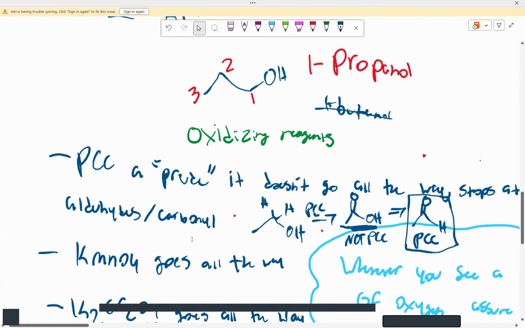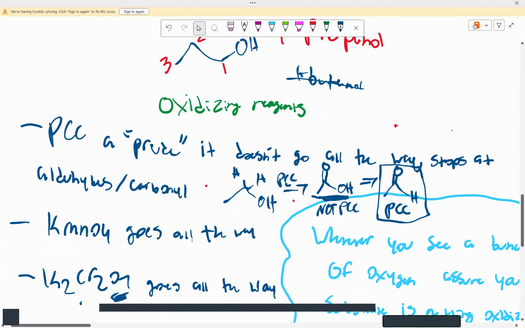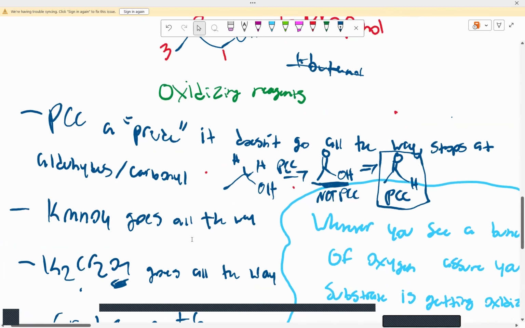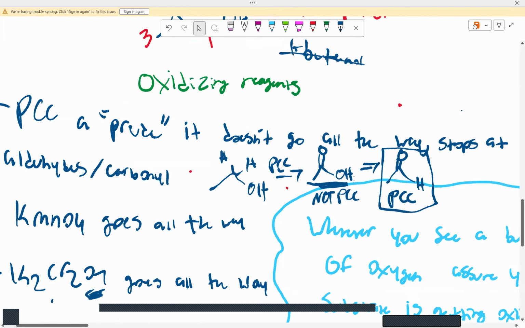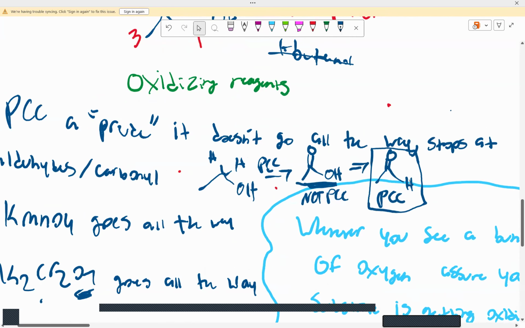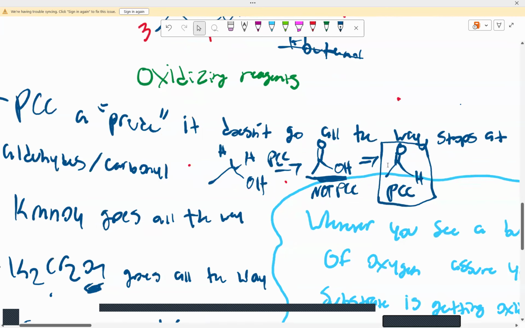Now I want to go over some of the oxidizing reagents that you'll see, specifically for alcohols. So PCC is a quote unquote prude because it doesn't go all the way. It doesn't go from the primary alcohol, which I have here, to the carboxylic acid, which I have here. It stops at aldehydes, that's the carbonyl group. So it won't further oxidize that hydrogen. It'll only oxidize the hydroxy group to the carbonyl and then it just stops and won't go any further.